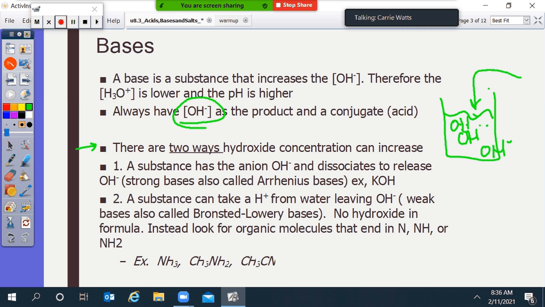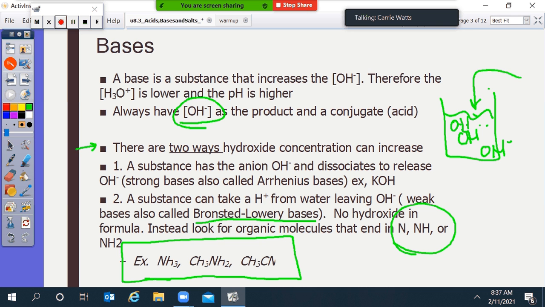Okay, or number two is from the Bronsted-Lowry definition of a base, where it is a substance that accepts a proton from water, leaving OH. These Bronsted-Lowry bases have no hydroxide in the formula. Instead, your clue is that it's going to end in N, NH, or NH2. So here's some examples of some Bronsted-Lowry bases, things that can take H plus from water. Okay, so there's two types of bases. Your Arrhenius bases that already have OH in them and dissociate to form OH, or your Bronsted-Lowry bases that accept a proton from water, leaving OH.